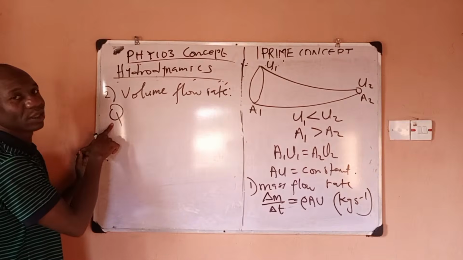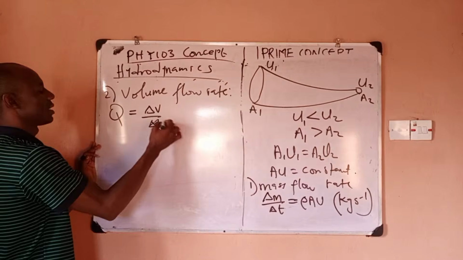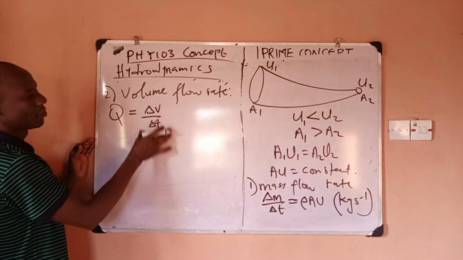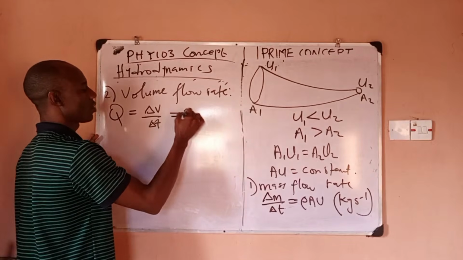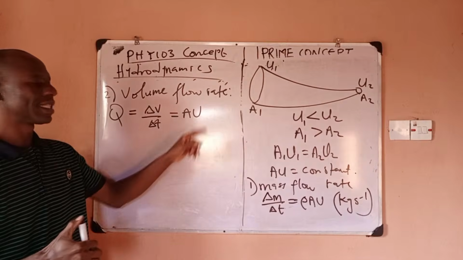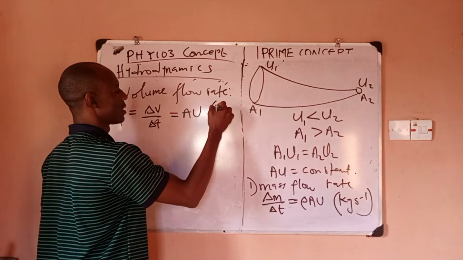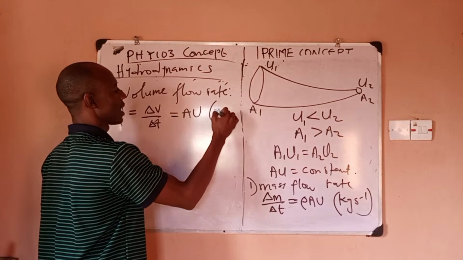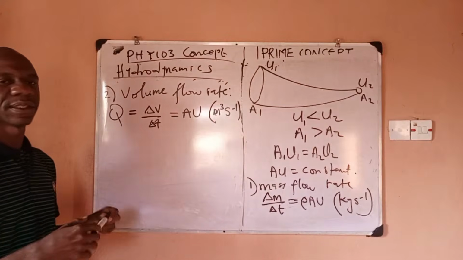It's usually denoted with Q, which is change in volume over change in time, right? Q, that is volume flow rate, and volume flow rate is actually equal to just area times velocity. And what is the unit of volume flow rate? It is meter cube per second. Meter cube per what? Second.